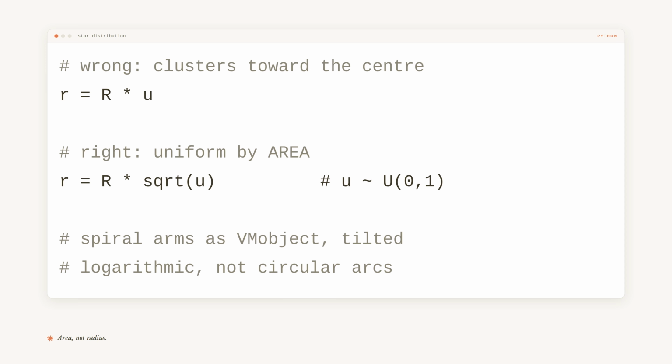Scattering points uniformly in radius clusters them at the center, because area grows with the square of the radius. The correct sampling takes the square root of a uniform draw. That one substitution is the difference between a diagram that looks plausible and one that is right.